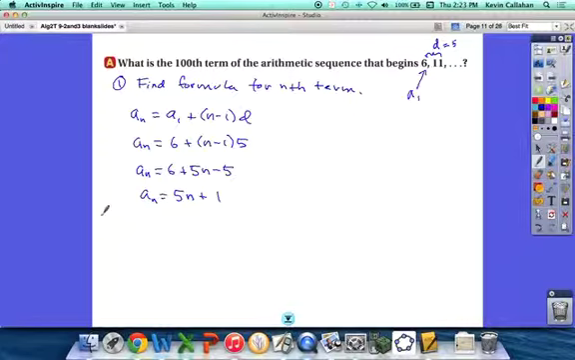Okay. Second, find A_100. So how are we going to find A_100? Given this formula, how do we find A_100? Plug in 100 for n, right? So A_100 equals 5 times 100 plus 1. A_100 equals 501.